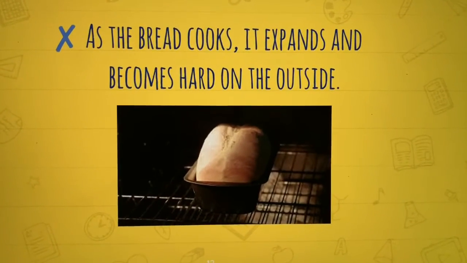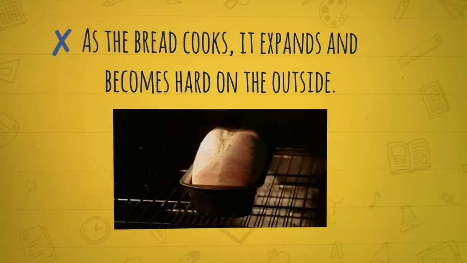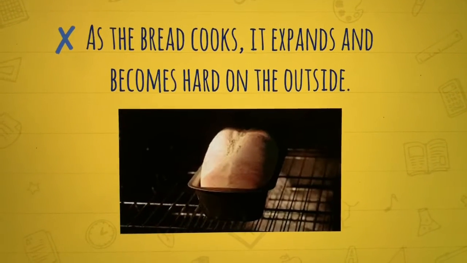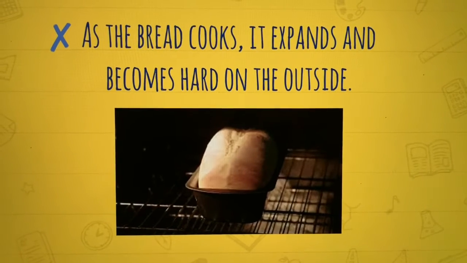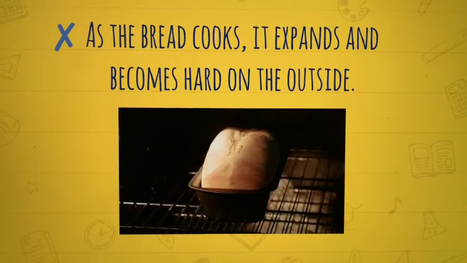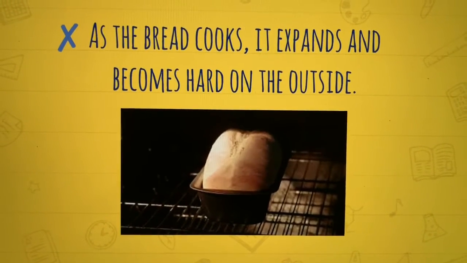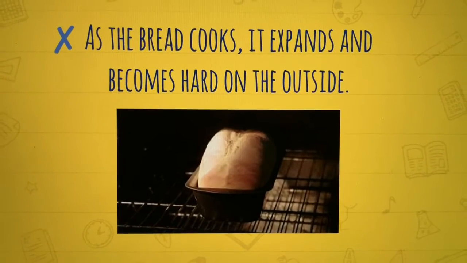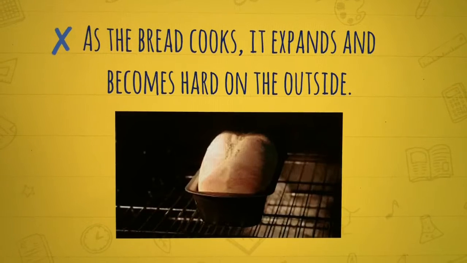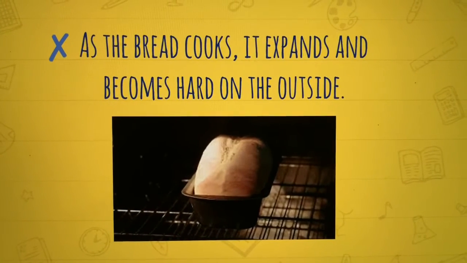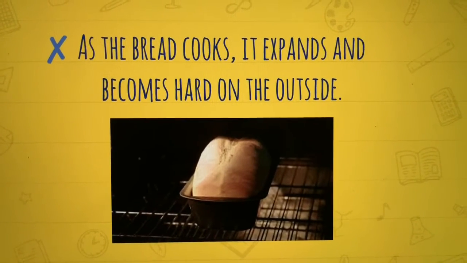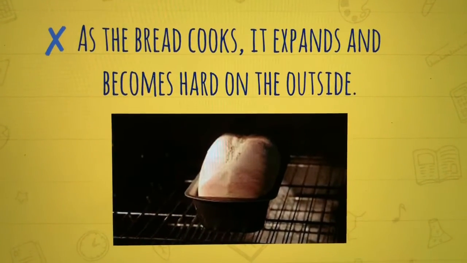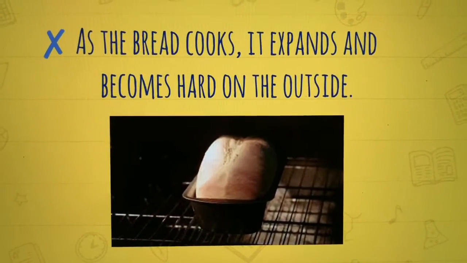And you should have been able to summarize that as the bread cooks, it expands and becomes hard on the outside. And you understood that that was part of another chemical reaction. You know that more carbon dioxide is being formed and more bubbles are being formed, and the bread is getting lighter and rising. And at the same time, a chemical reaction is happening to turn the outer layer brown and crispier.